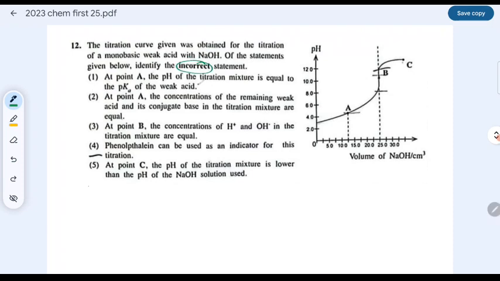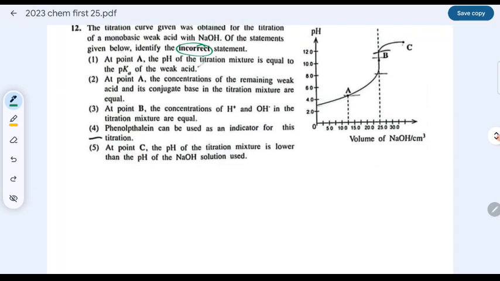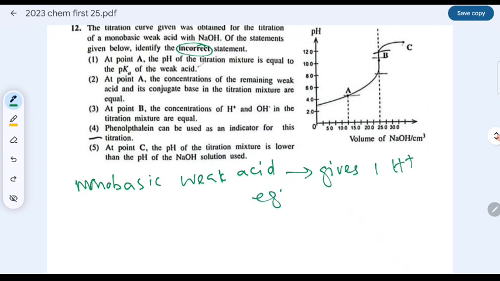So this is a titration of a monobasic weak acid. Monobasic means what? It gives only one H plus. Monobasic weak acid, it gives only one H plus. So for example CH3COOH we can take as an example. So think of a titration of CH3COOH and sodium hydroxide as an example.